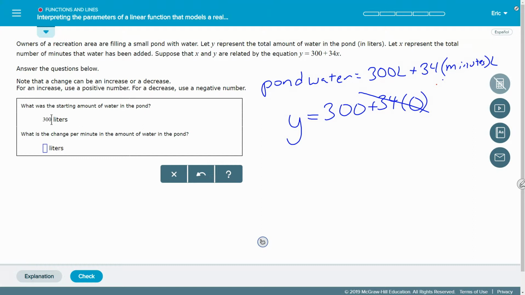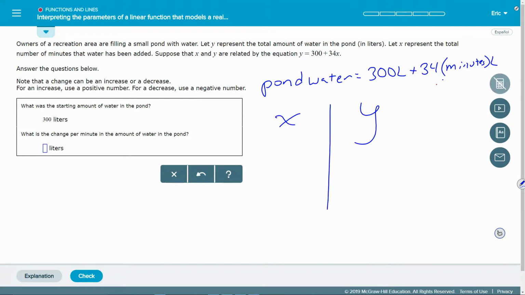300 liters. What is the change per minute in the amount of water in the pond? This is the same as our last topic on tables and whether or not something is linear. You know it's linear if the difference in your y values is the same. So let's just make a mini table real quick. We'll only use 3 numbers because this is a linear function. So x is 1, 2, 3.